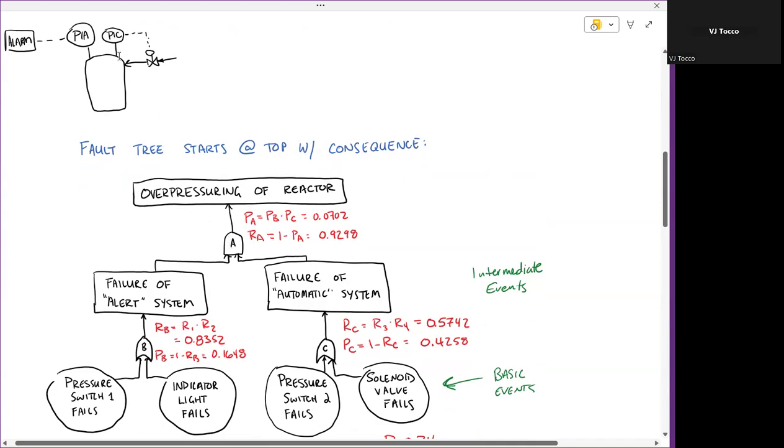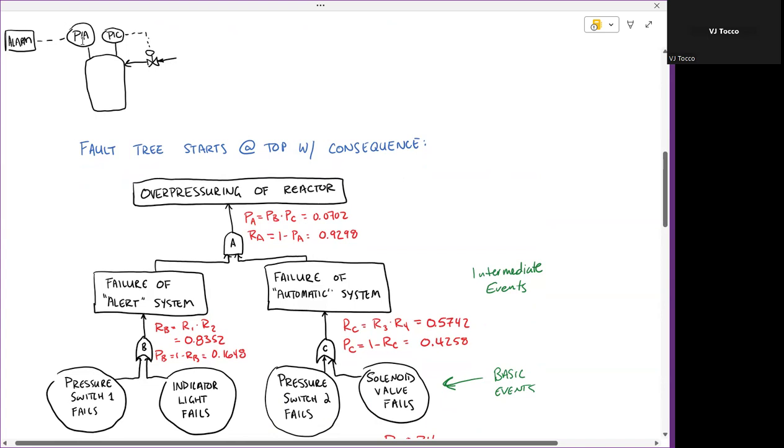Okay, so in order for the overpressuring of the reactor to occur, this is the first thing you would write down. You'd have to think what events would contribute to that. So if I break down the two subsystems separately, because they're connected in parallel, I could call the pressure indicator alarm one subsystem, and the pressure indicator controller connected to the solenoid valve another subsystem. So if the reactor were to overpressure and rupture and explode, it would require both of these systems to fail.